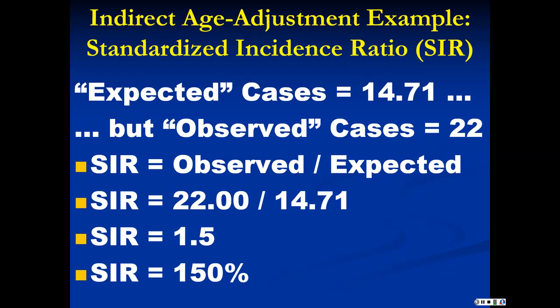And sometimes you'll see a standardized incidence ratio expressed as a percentage, so it's 150%. So 1.1 would have been 110%. If we'd had 2.0, it would have been 200%. Either way is correct. 150% is the same thing as 1.5. So our standardized incidence ratio in our fictitious small rural county is 1.5, and with statistical significance testing we could ascertain whether that's truly a rare event, whether this is really an unexpectedly high number of cancer cases beyond what we'd expect from chance alone.